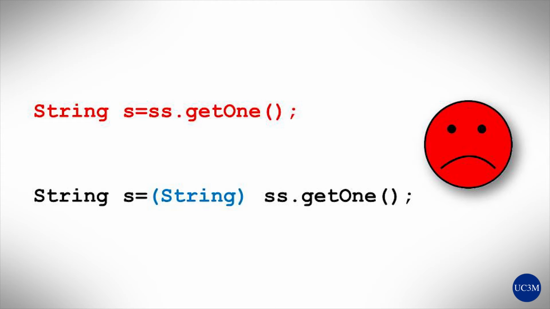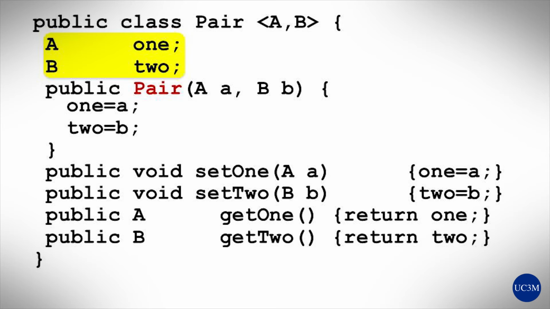Is there a way to improve the situation? Well, it would be nice if we could have type parameters. In the same way as a method is a statement that has parameters in it, a generic class has type parameters in it. In this example, A and B are type parameters, or generic types. They represent any concrete type, but at the moment we don't specify which one it is.